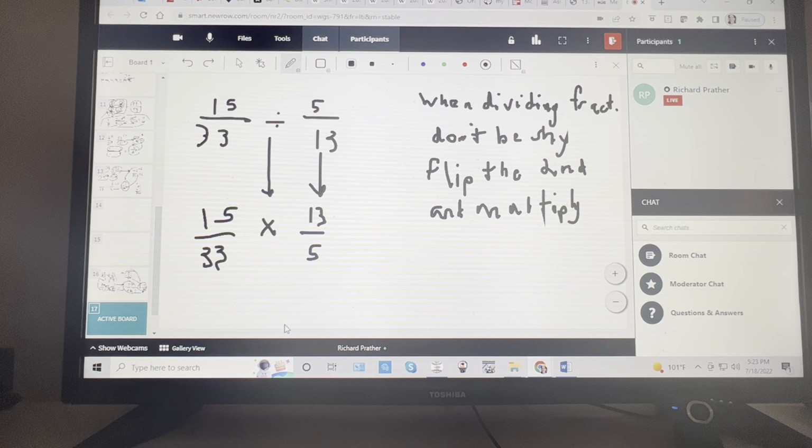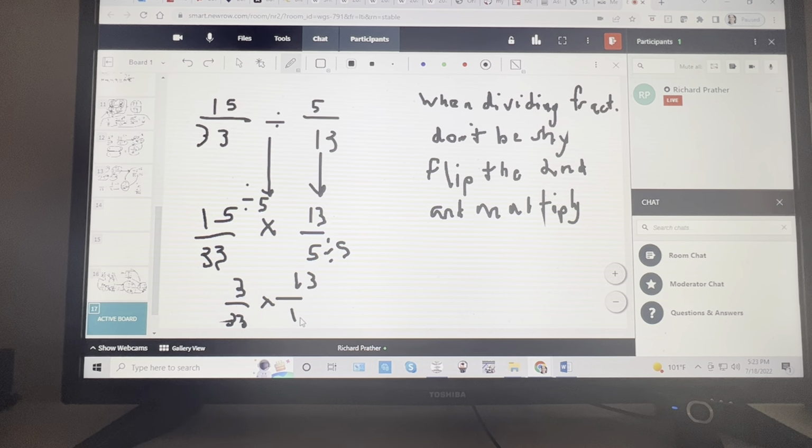So I would check, do any of these reduce? Yeah, 15 and 5 both divide by 5. 13 is a prime number. It doesn't divide into 33. Well, 33 divides by 3, but 13 doesn't. So nothing else can reduce. 15 divided by 5 is 3. And then I got 33 that I didn't divide. 13 didn't divide, but 5 divided by 5 is 1.